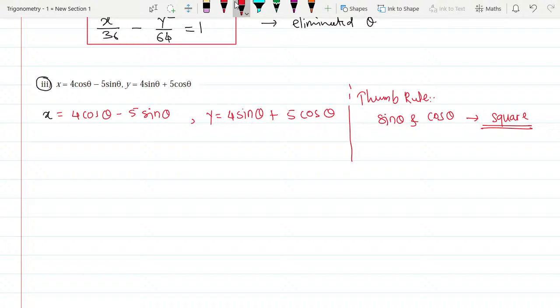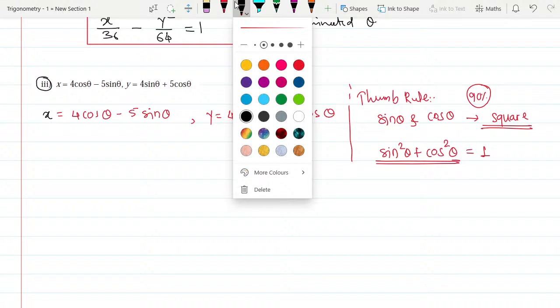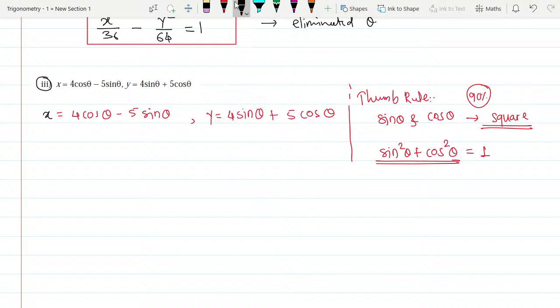If you take the square, what happens? Somehow I will get sin square theta plus cos square theta, which is nothing but sin square theta plus cos square theta, and we know the identity is equal to 1. Okay, now let's try to solve this question with the help of this thumb rule. Again I am saying this will work for 90% of the questions. Okay, so it says that x equals 4 cos theta minus 5 sin theta.